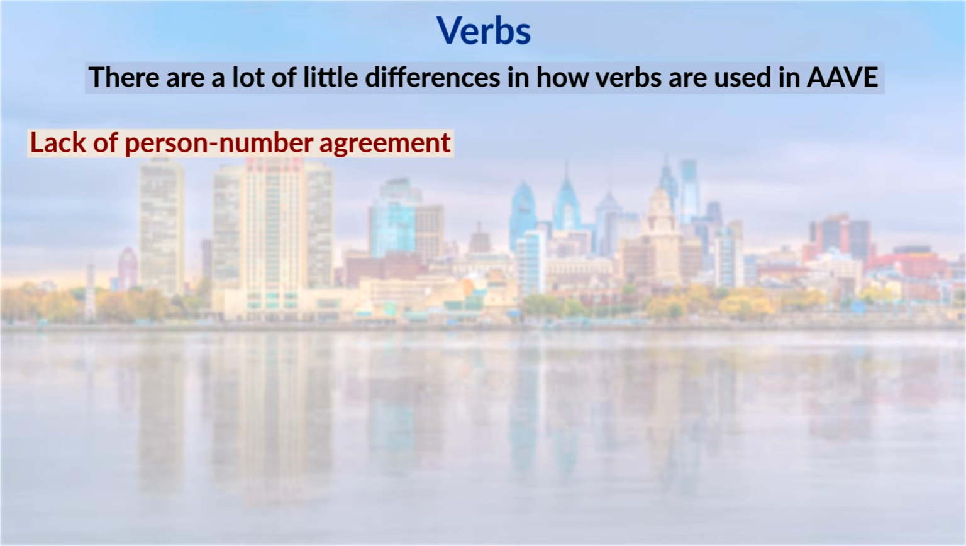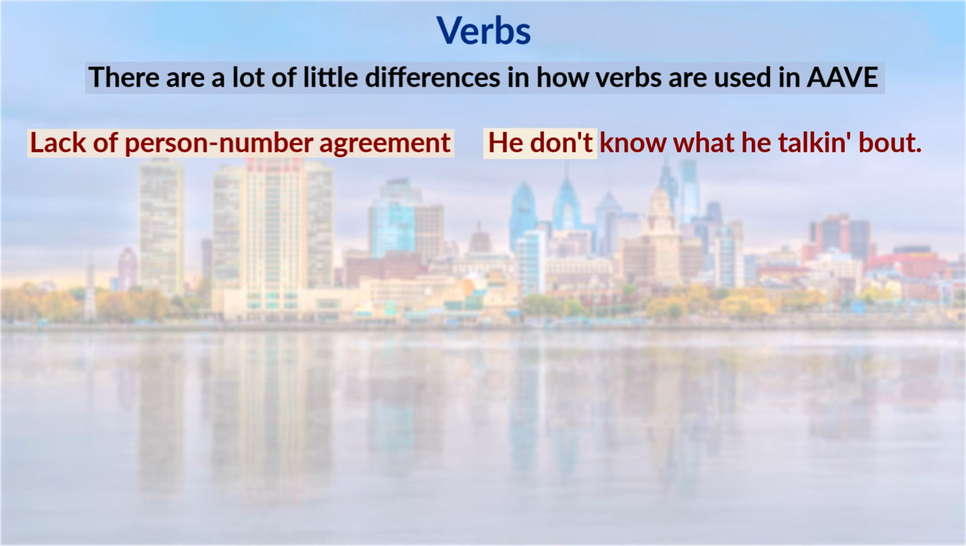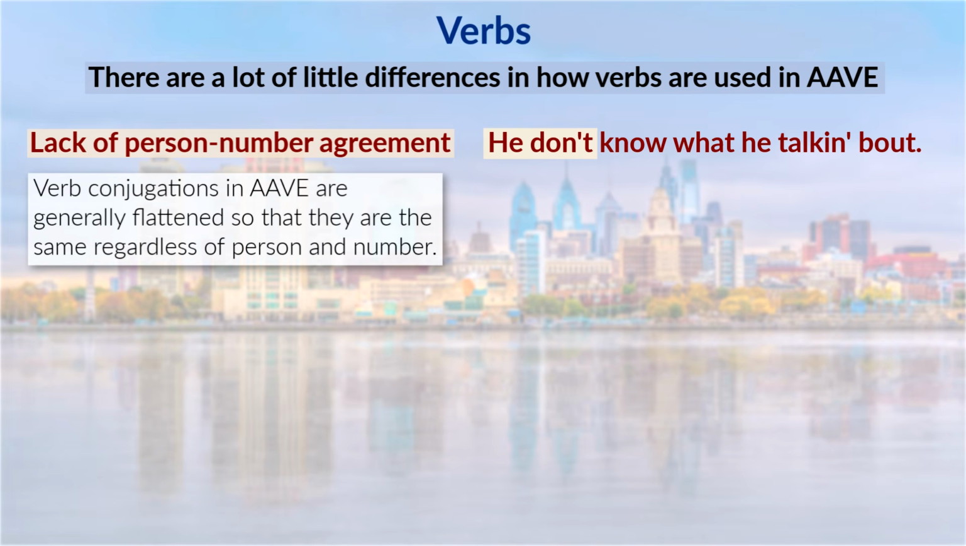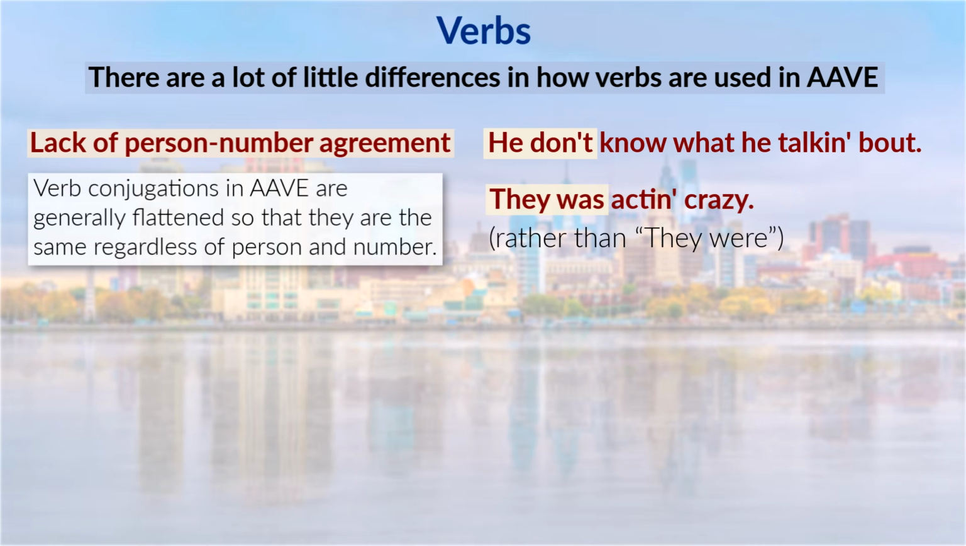Lack of person-number agreement. Before we saw this sentence: "He don't know what he talking about." This part, he don't, may have stood out to you as different. Verb conjugations are generally flattened so that they are the same regardless of person and number. "They was acting crazy." They was rather than they were.